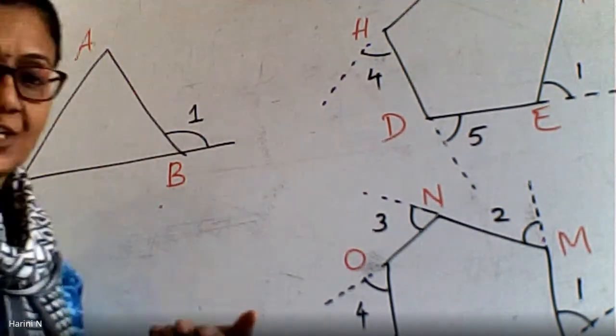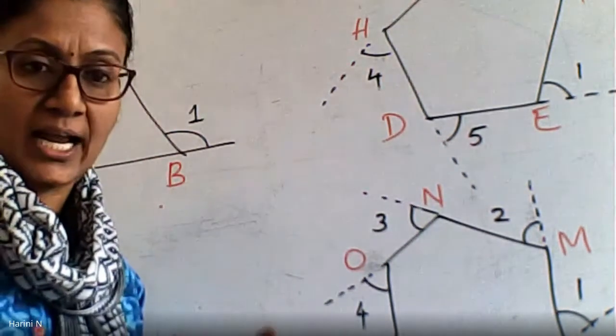You take the color sheet that you want. Suppose you want a yellow color angle cap.